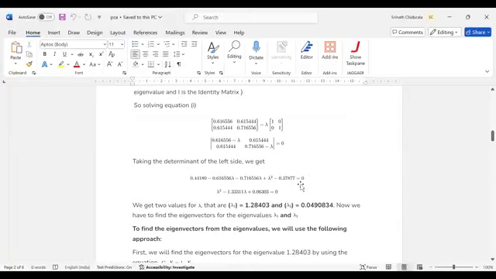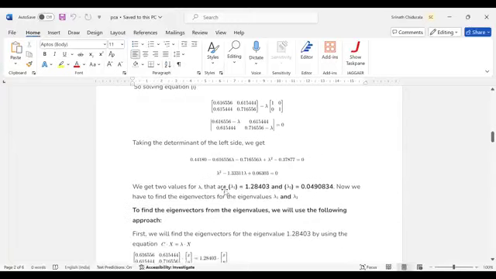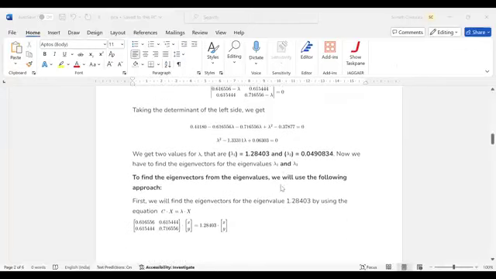If you solve this, then you will get lambda minus 1.28403 into lambda minus 0.049084. So these are the two values which you can consider for lambda 1 and lambda 2. So basically, all these are matrices, multiplication, and all those things, and the linear algebra which is being used here.